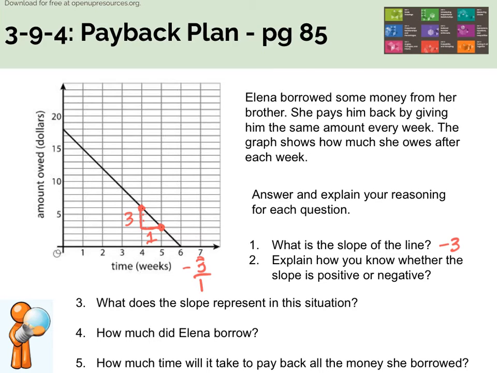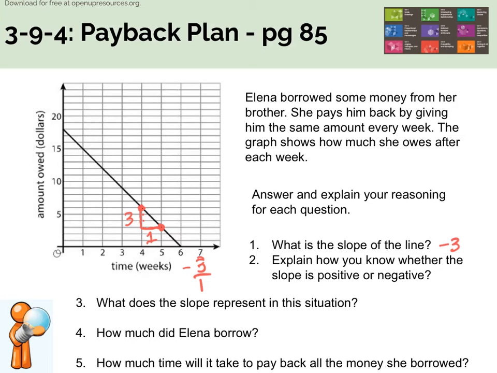Go ahead and answer number 2. Explain how you know whether the slope is positive or negative. And write that down on page 85. So I know that the slope is negative, again, as I said before, because this is going down the hill. So we are taking away, so then it will be negative.